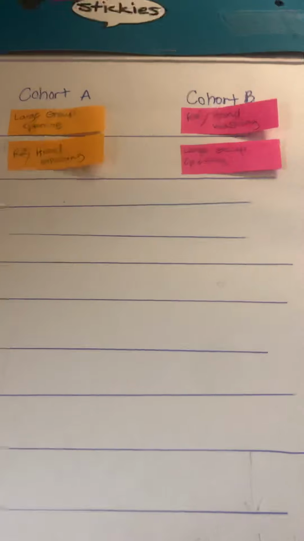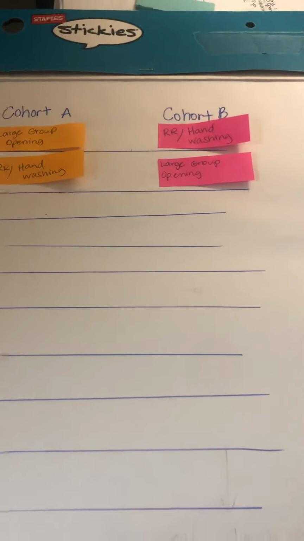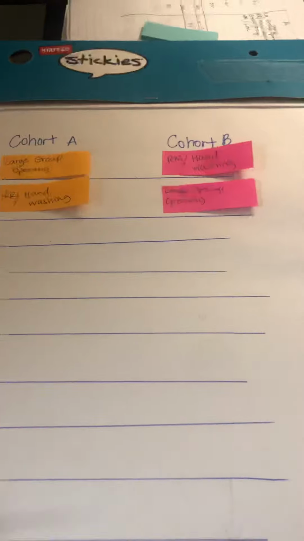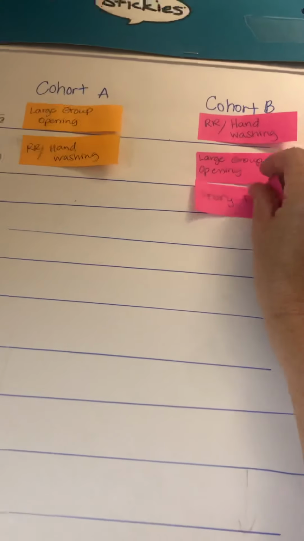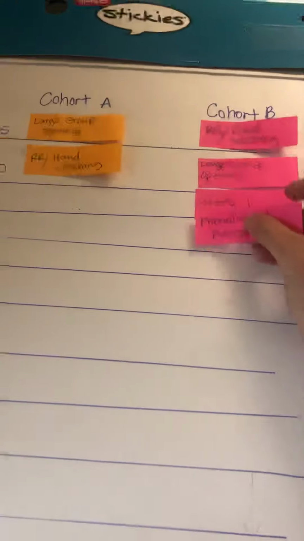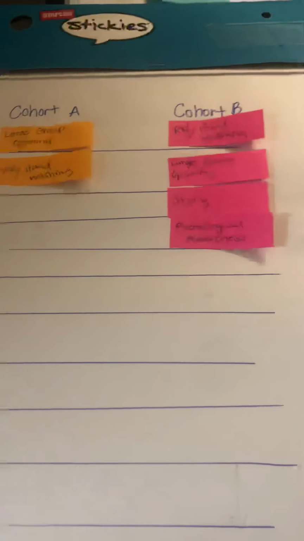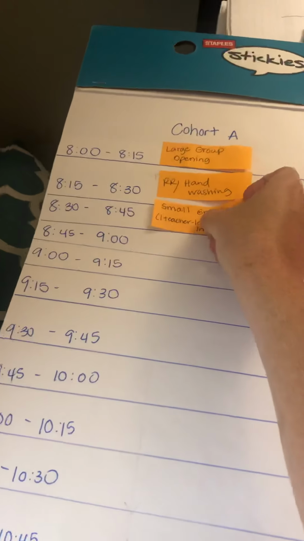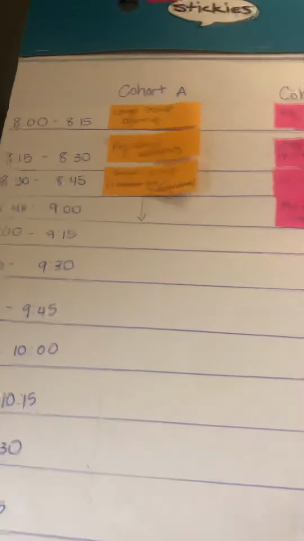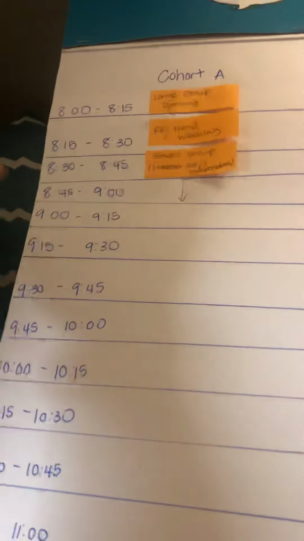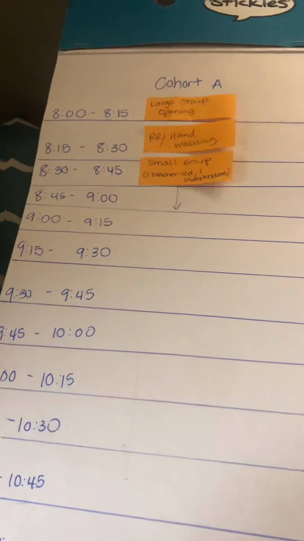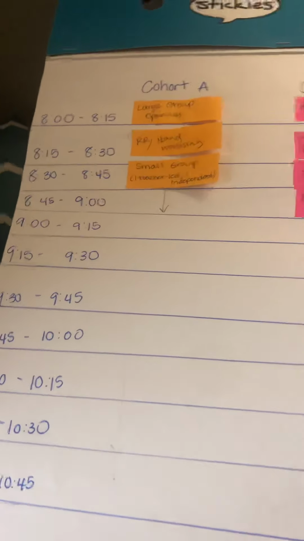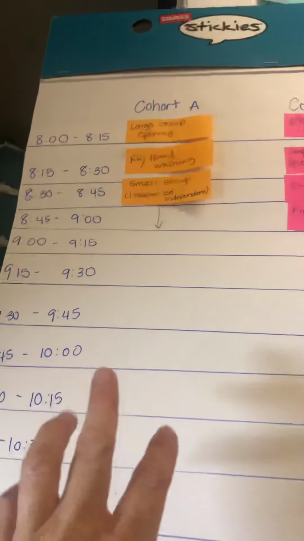Now, the next thing I might think about is that cohort B is already on the rug, doing large group opening right here. Maybe I'm going to have them do story 1 and phonological awareness. So that's 30 minutes. Maybe during that 30 minutes, cohort A is doing a small group activity, 1 teacher-led and 1 independent. Please understand that the reason I picked 15-minute increments is because some of your activities may not last a full 30 minutes. You can adjust the times once you get an idea of what the order of events is going to look like for each cohort.